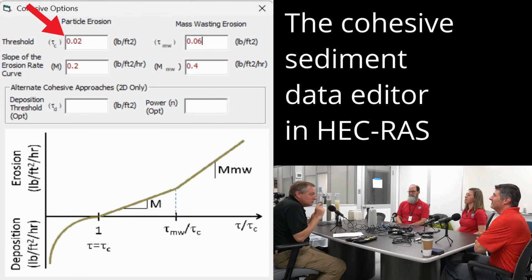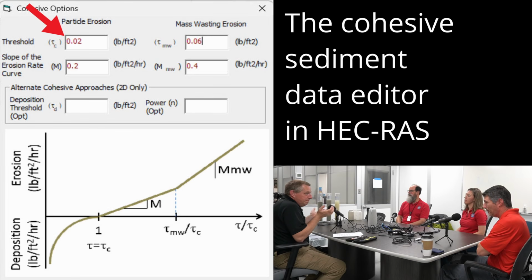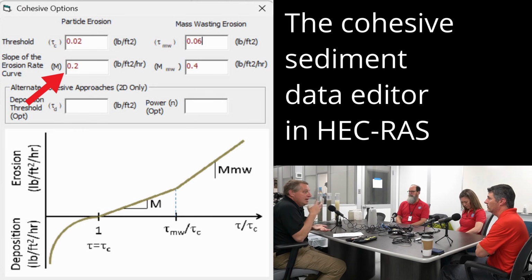And so you're measuring two things. You're measuring this critical shear stress when things start to move. But you're also, as your shear stress increases, measuring how the erosion rate increases with that change. And then you're also looking at how that changes potentially vertically in the core. Correct. Yep.